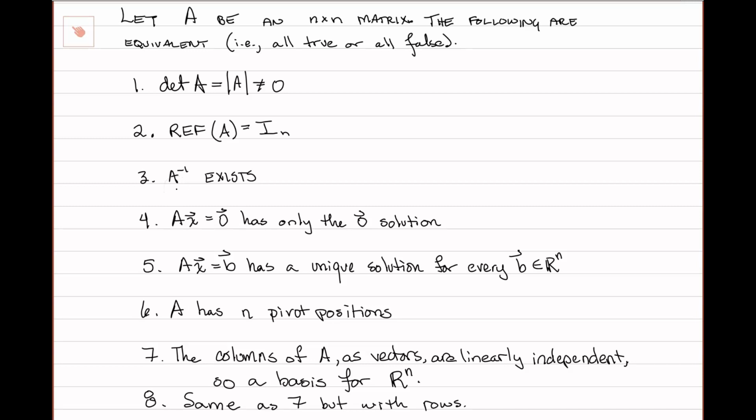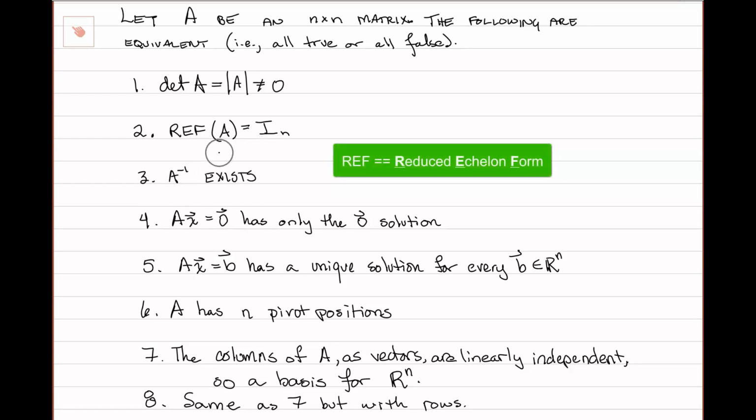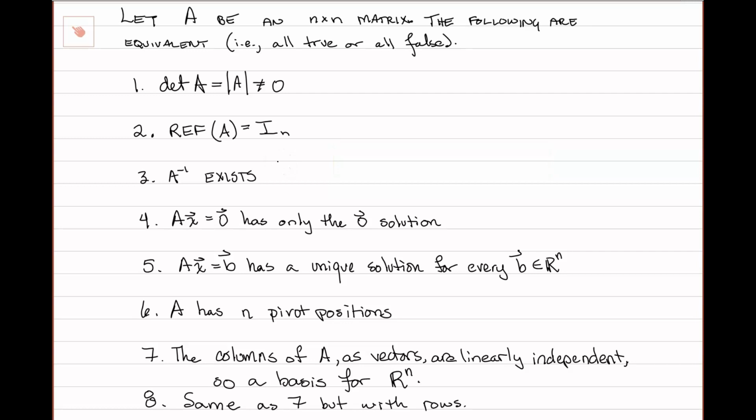So if we take an n by n matrix A, then all of these conditions are equivalent. So that means they're either all true or they're all false. Some of them we've already talked about, like if the determinant of A is not equal to 0, then A inverse exists. And that's the same thing as saying that the row reduced echelon form of A, which is what this stands for, is equal to the identity matrix. That also means that every linear system that has A as its coefficient matrix is going to have a unique solution. In particular, the homogeneous one will have a unique solution as the 0 vector.